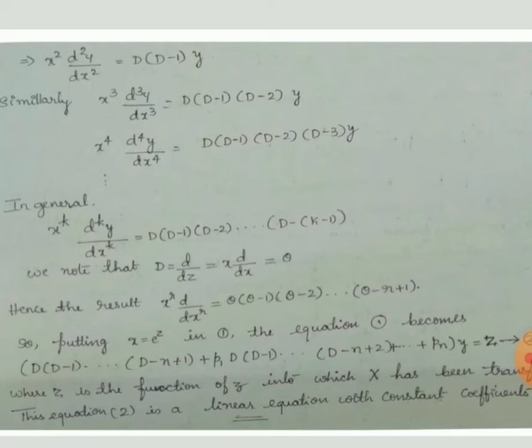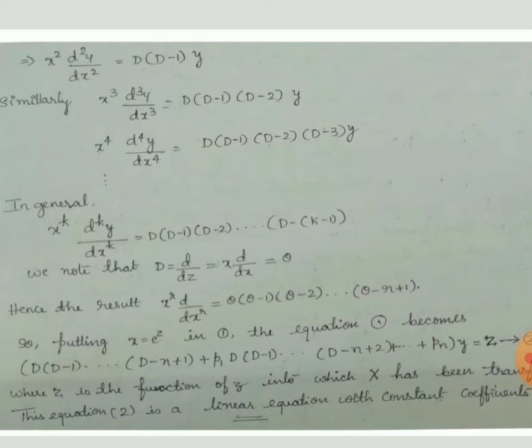Therefore, putting x equal to e^z in equation number 1, the equation becomes D(D − 1) and so on up to (D − n + 1) plus p1 into (D − 1) and so on up to (D − n + 2), and so on up to pn, into y is equal to Z. I will call this equation number 2, where capital Z is the function of small z into which x has been transformed. Here observe that x has been transformed. So this equation 2 is a linear equation with constant coefficients.